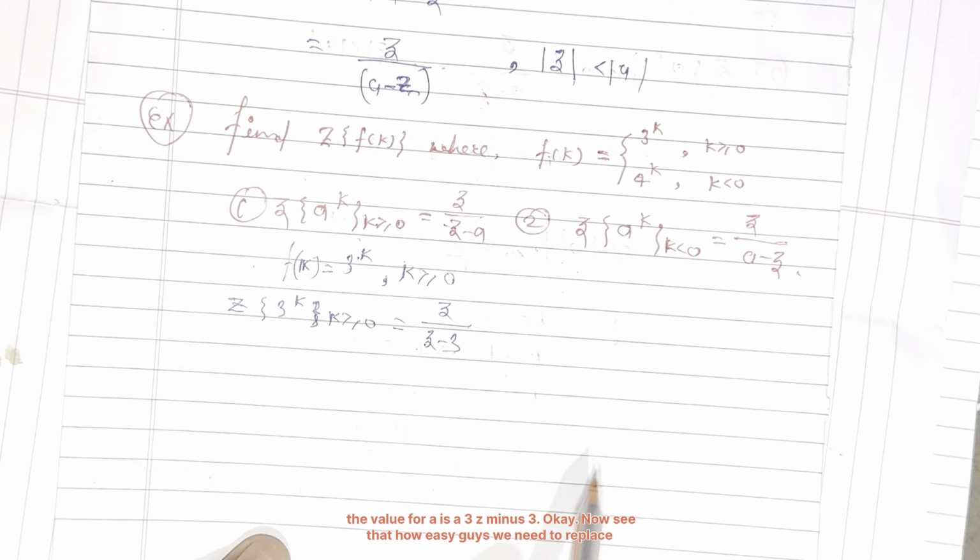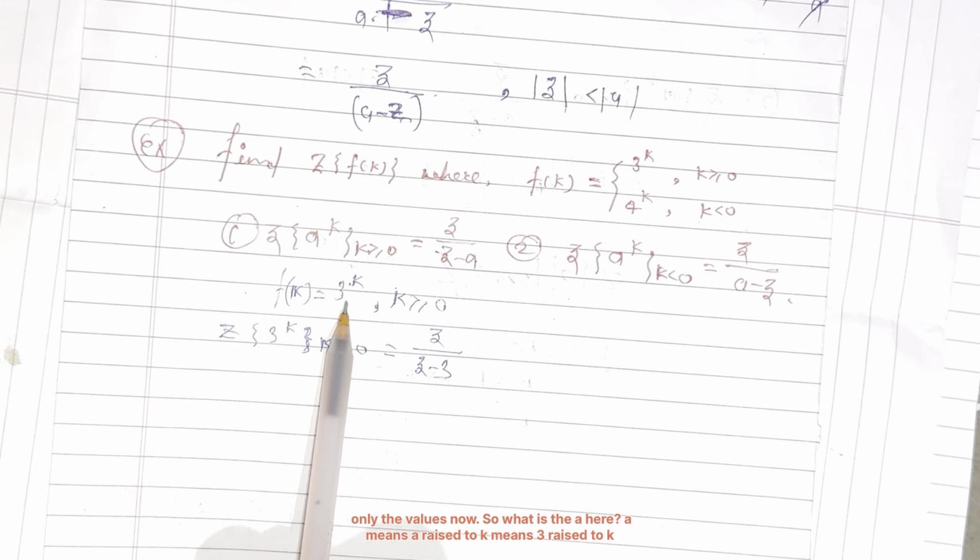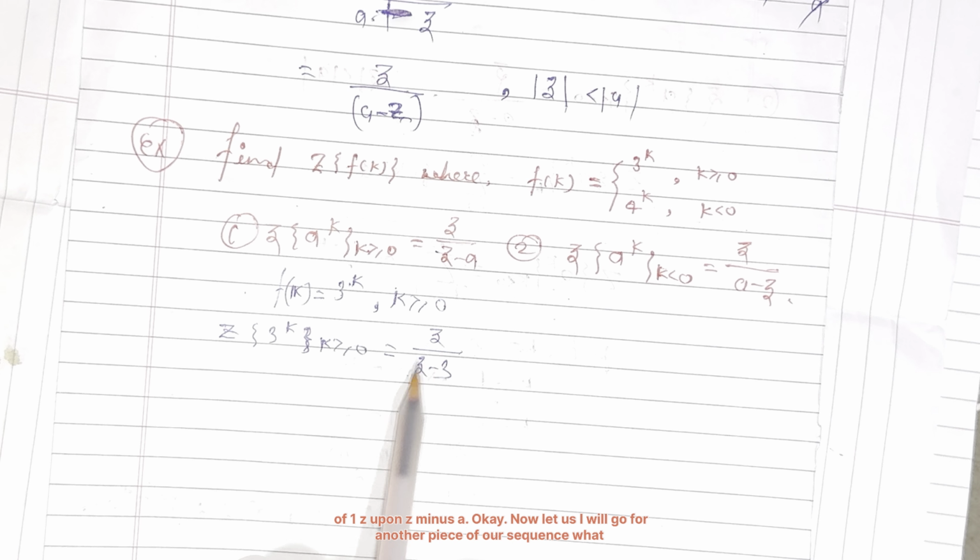Now see how easy it is, guys. We need to replace only the values. So what is a here? a raised to k means 3 raised to k, upon Z minus 3.